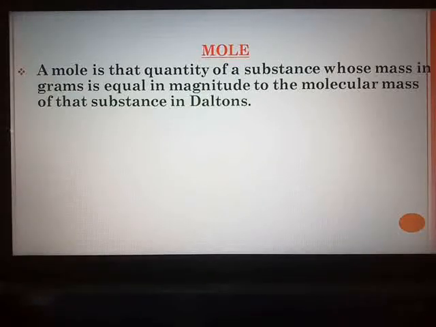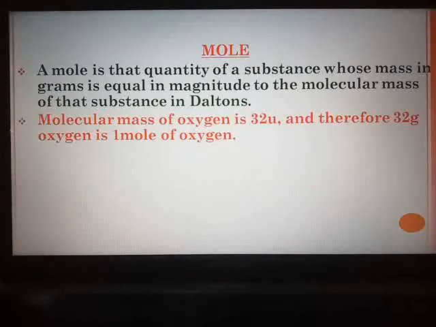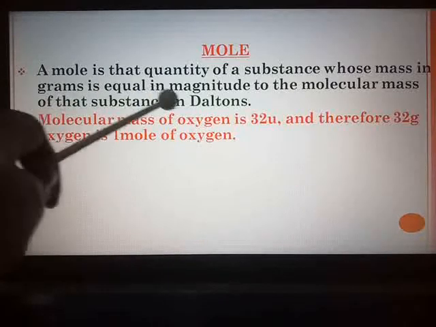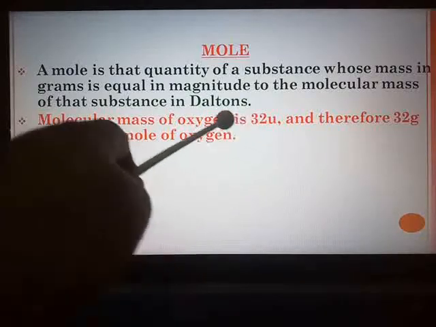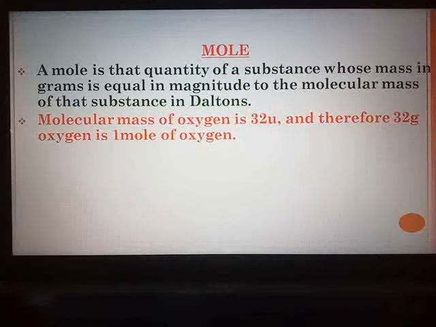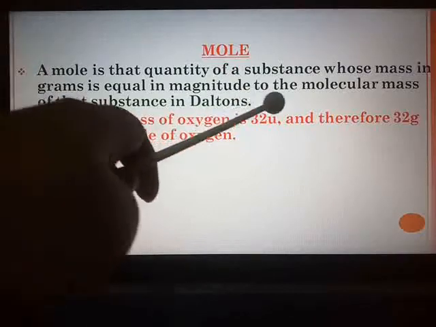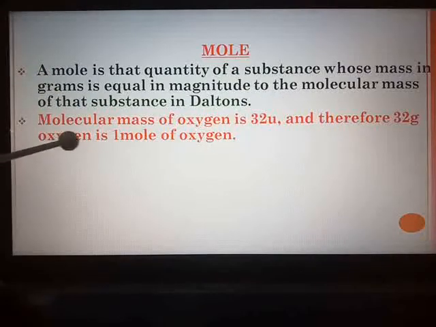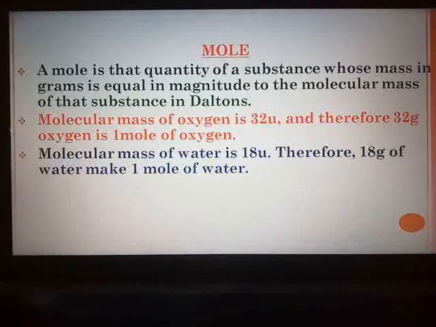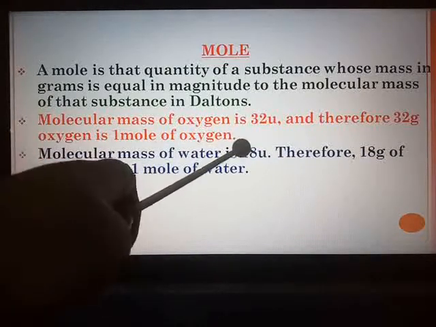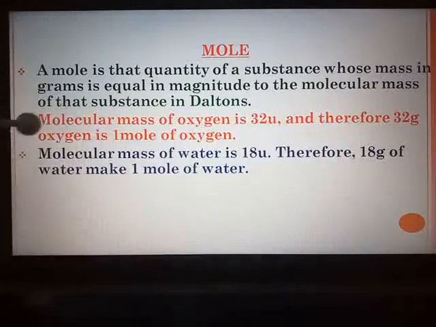So to calculate the mole, you should know the molecular mass. The example we had taken was oxygen and water. Molecular mass of oxygen is 32. Why 32? Because a molecule of oxygen means O2. So atomic mass of oxygen multiplied by 2. So 16 2s are 32 and hence 32 grams of oxygen is 1 mole of oxygen. Similarly for water, molecular mass of water is 18 daltons. Hence 18 grams of water make 1 mole of water.